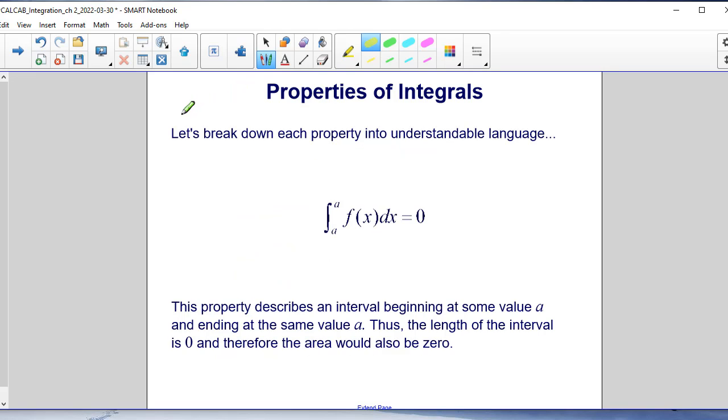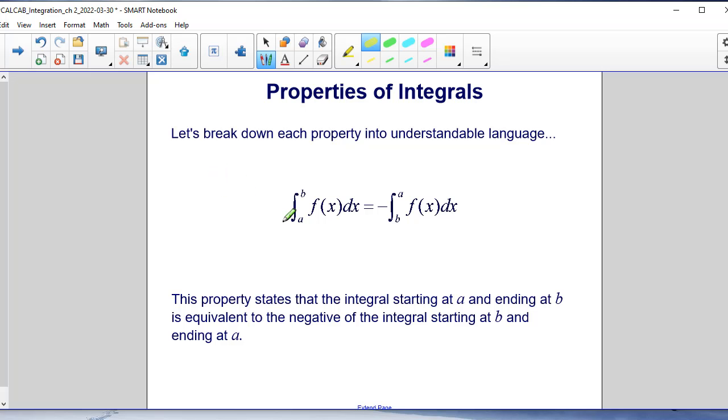Let's break down each property into understandable language. So the first property we discussed previously was when we're integrating from a to a of f of x dx, and we say that's equal to 0. Here's why it's equal to 0. This property describes an interval beginning at some value a and ending at the very same value, a. Thus, the length of the interval would be 0. And if that's the case, the area would also be 0.